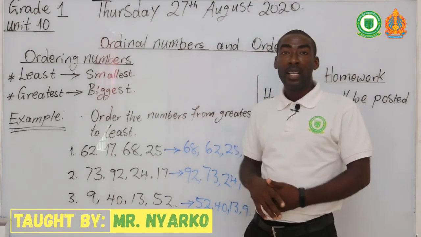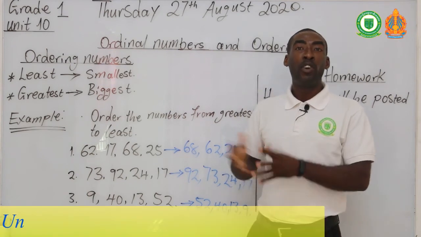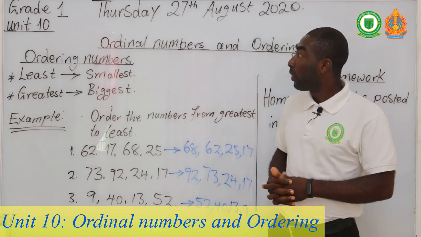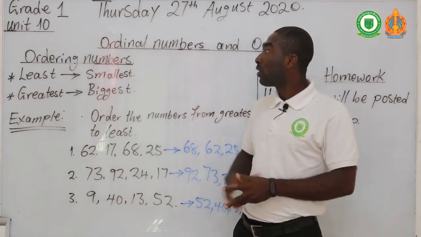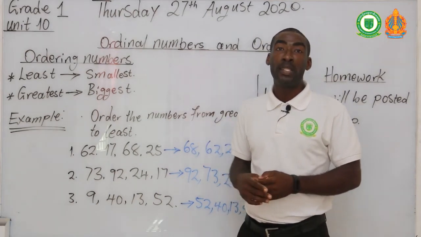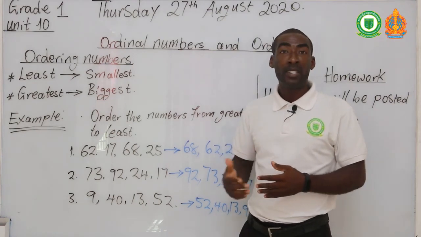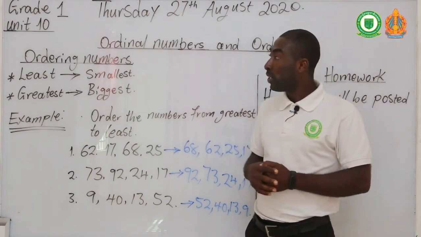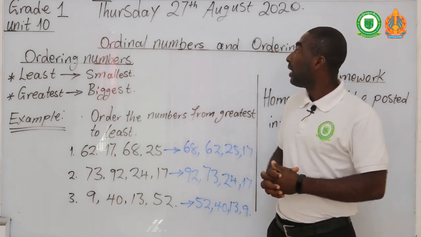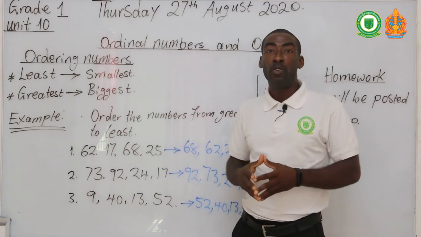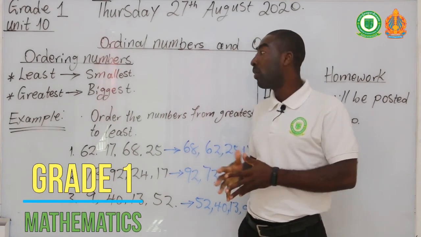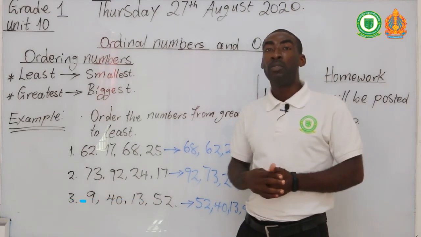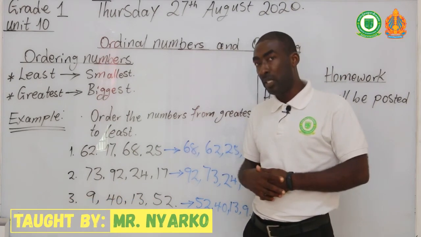Our lesson has been on ordinal numbers and ordering numbers. Okay, so I want to make a quick review on ordinal numbers. Ordinal numbers is when you are placing your values from first, second, third, fourth, fifth up to the very last position of what you are dealing with. And then when we say ordering, it means that you are rearranging in a particular way, either from the greatest to the least, or from the least to the greatest.